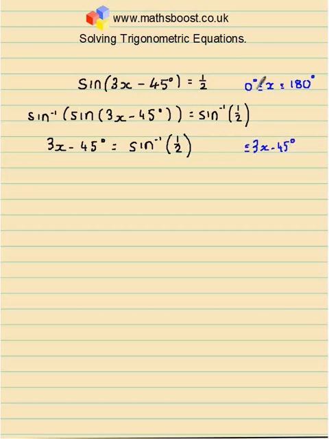The smallest that x is 0 degrees, so the smallest that 3x minus 45 degrees will be is minus 45 degrees. The largest that x will be is 180 degrees, so the largest that 3x minus 45 will be is 495 degrees. We then use our calculator to find inverse sine a half.